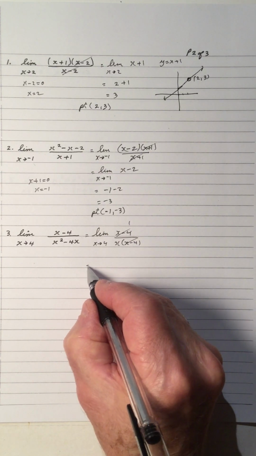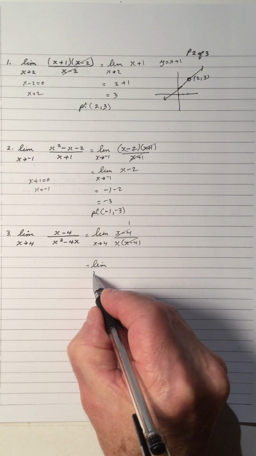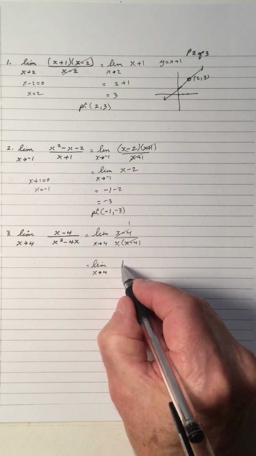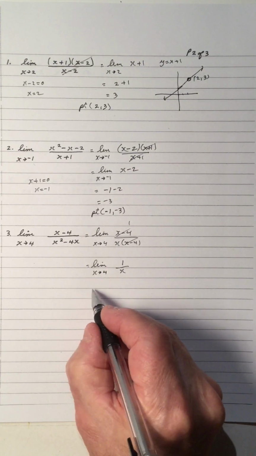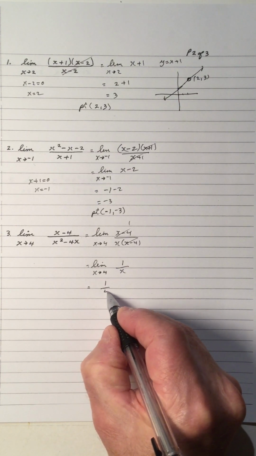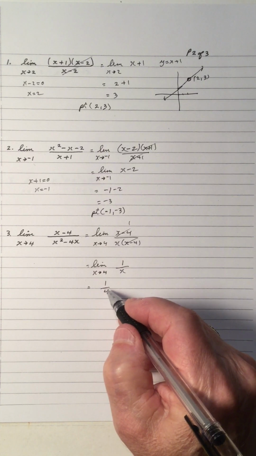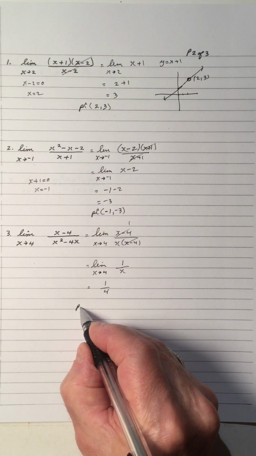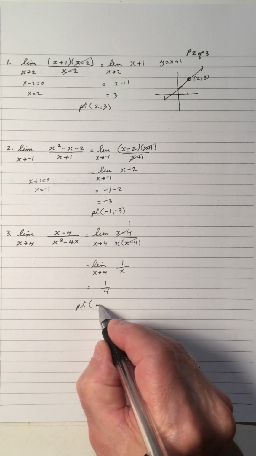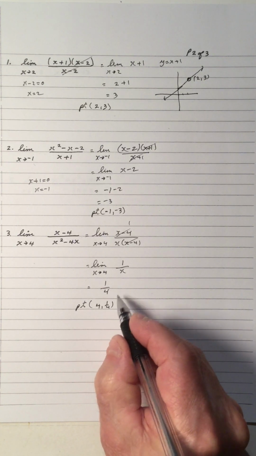So we get the limit as x goes to 4 of 1 over x. Now we can sub the 4 in. So that's 1 over 4. So the limit is 1/4. So that means that the limit is 1/4. So when x is 4, we have a 1/4 limit.